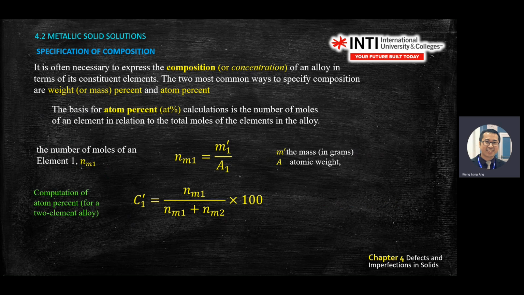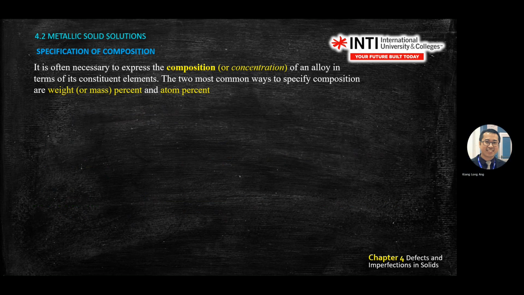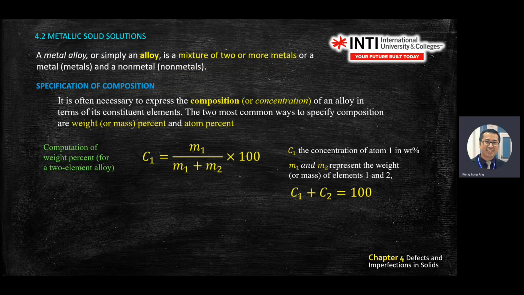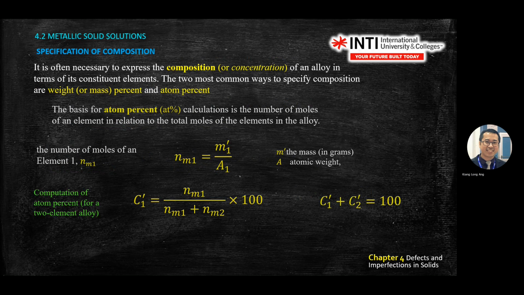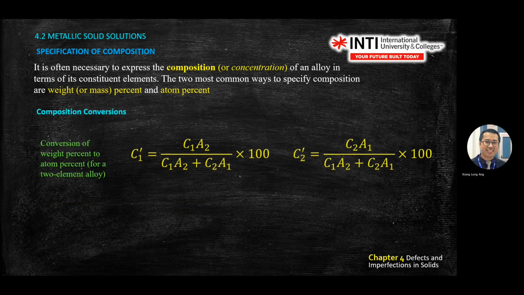And then what is C? C is your mass percentage. Do the same for the second one. The first one is C1A2. If you want to calculate the second one, you change the notation. You look for C2 and then you multiply by A1.